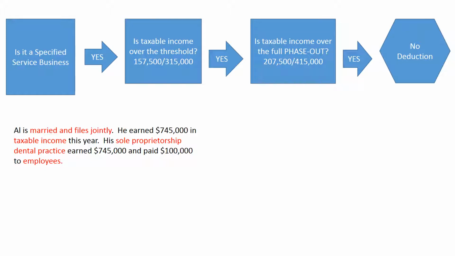The next question is, is taxable income over the threshold? Since he's married and files jointly, you have to look at $315,000 as the threshold amount. And his taxable income is way over the $315,000, so the answer is yes. Now, is the taxable income over the full phase-out? Again, for married filing joint, it's $415,000, while his taxable income is $745,000, so the answer is yes. Therefore, he gets no deduction whatsoever because it has completely phased out.